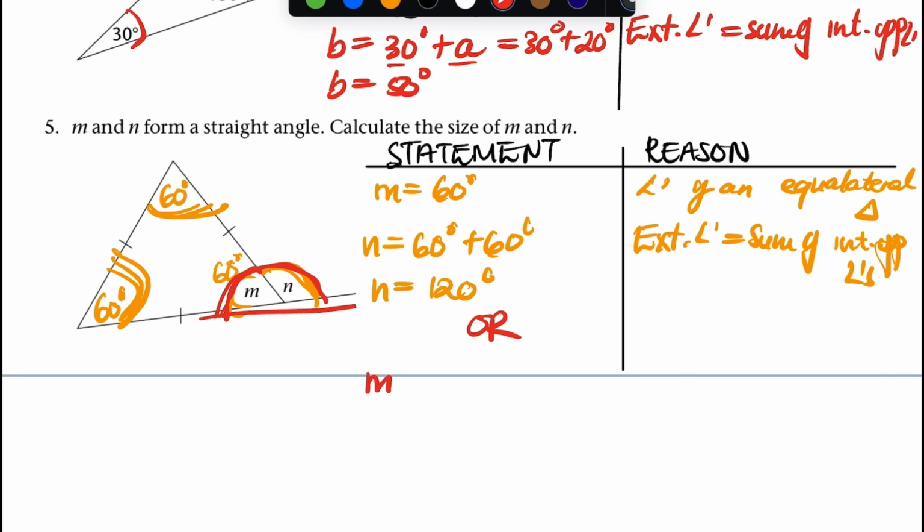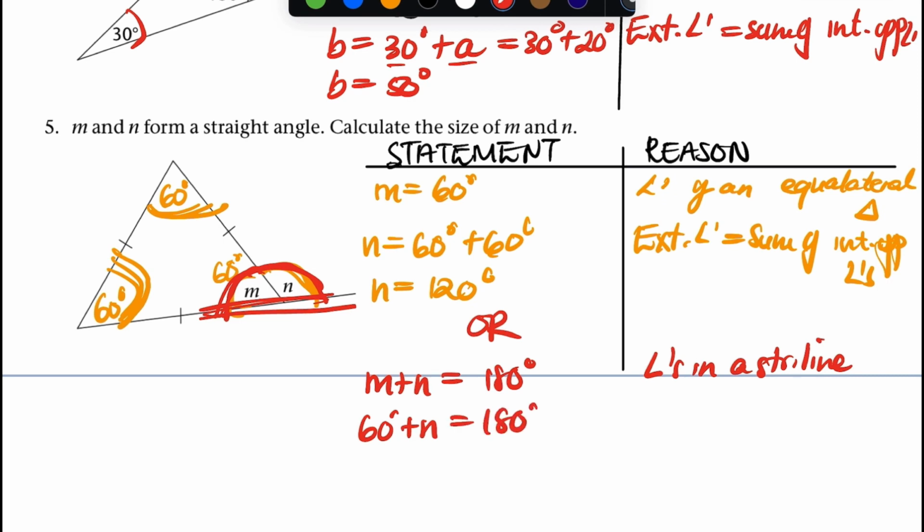We can say m plus n is equal to 180, because these two angles are adjacent angles in a straight line. So we can say angles in a straight line, or adjacent angles on a line. So m is 60 and n, we do not know n, equal to 180. We can say n is equal to 180 minus 60. So n is equal to 120.